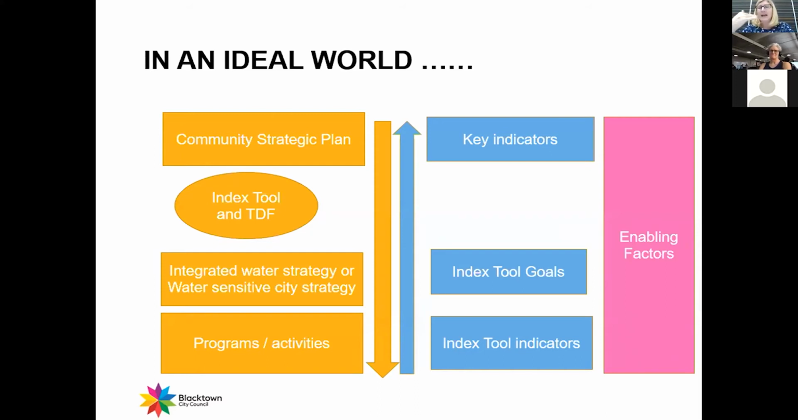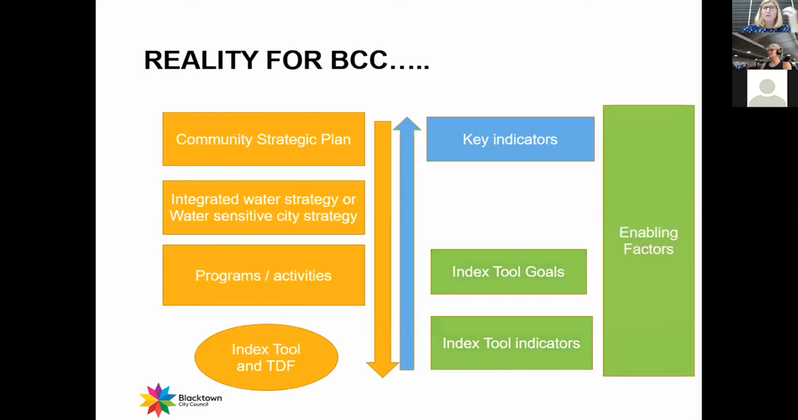And in this case, it's actually working through those indicators, through the goals. So that would be an ideal world, but the reality is it doesn't always work like that. In Blacktown Council's case, we had our community strategic plan, which thankfully gave us permission to be moving towards a water sensitive city. My colleagues have done a fabulous job and had all but written the integrated water strategy that just got adopted by Council in August.